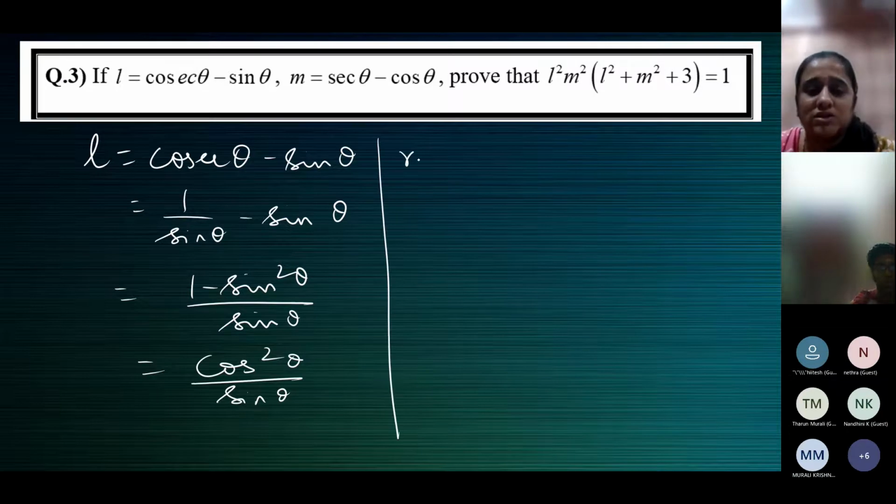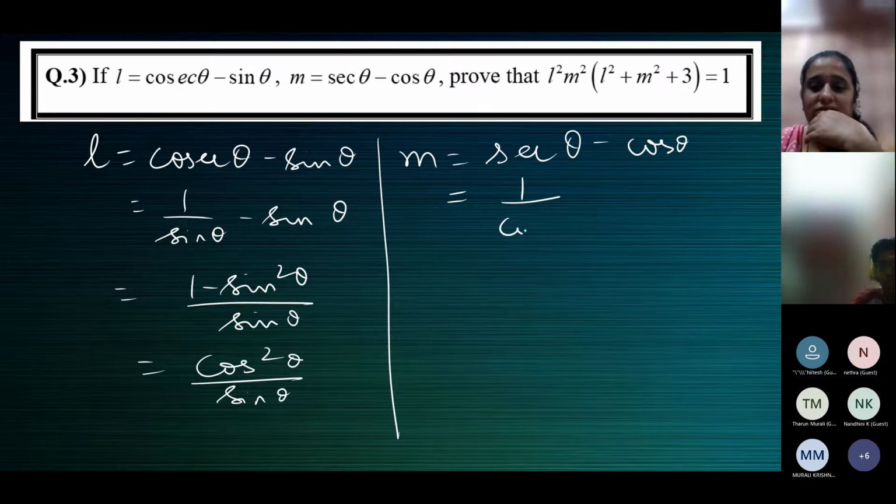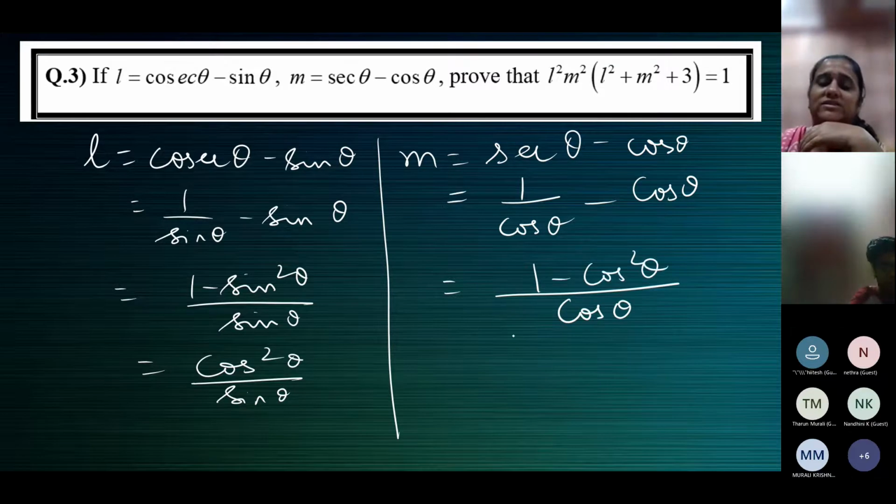Similarly, M. Tell me, children, what happens with M? Secant theta minus cos theta. How can we proceed? Secant theta is 1 by cos theta minus cos theta. Very good. Next step. 1 minus cos square theta by cos theta. Next step. Sine square theta by cos theta.